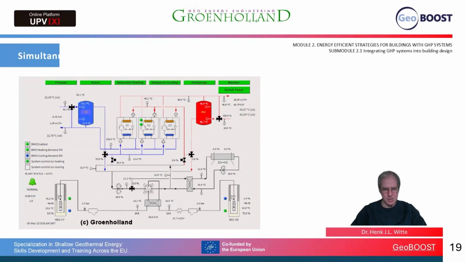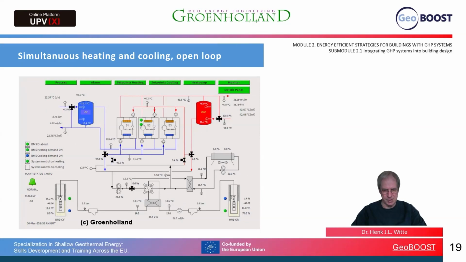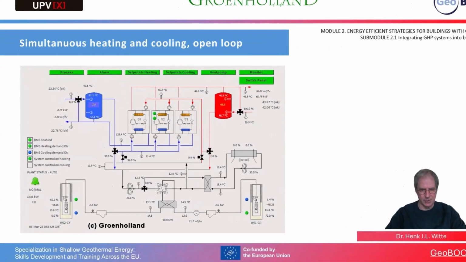That was a closed loop system. Here we look at the same type of layout for an open loop system with two groundwater wells. Then, of course, the ground side is slightly more complicated with a plate heat exchanger in between to separate the groundwater circuit from the building or heat pump circuit.